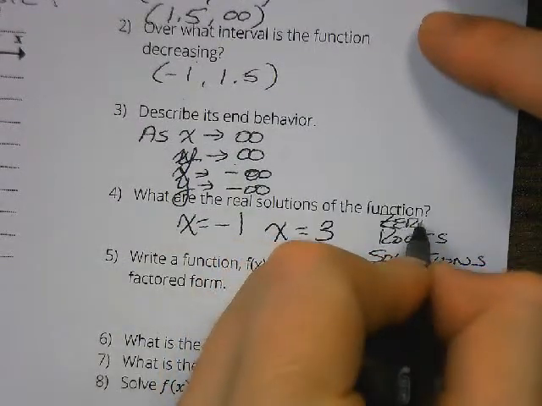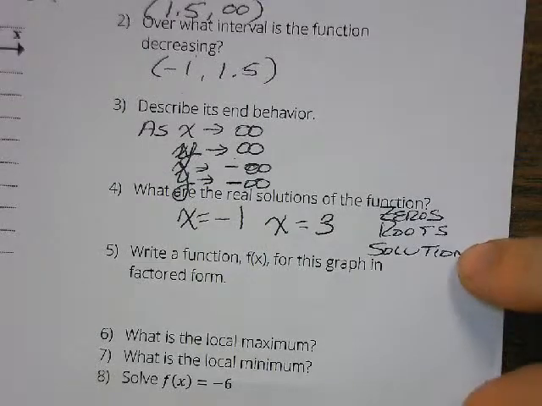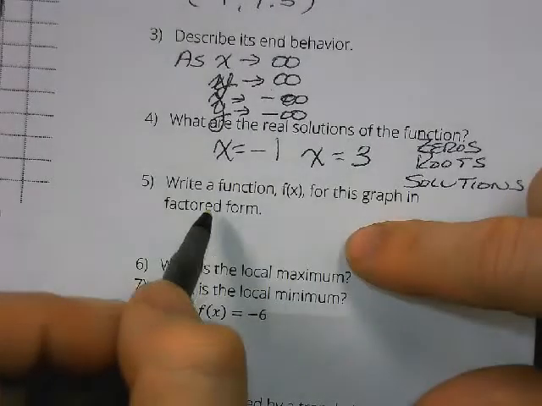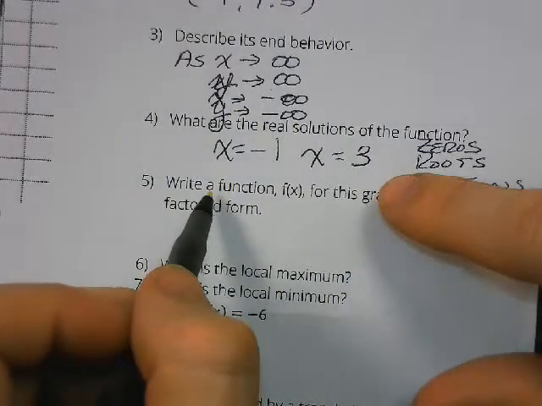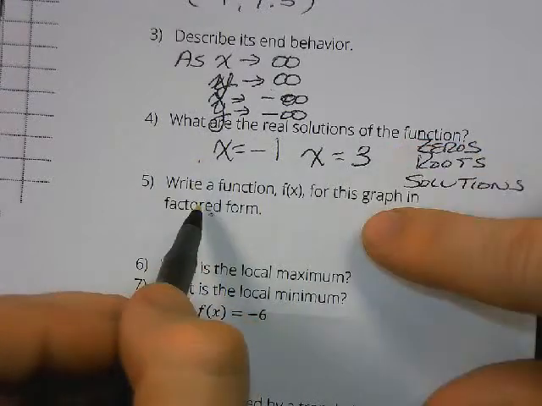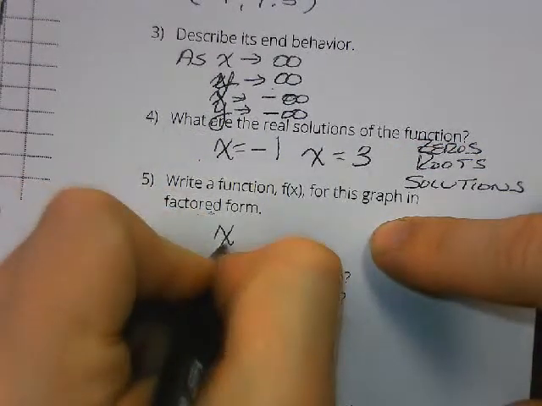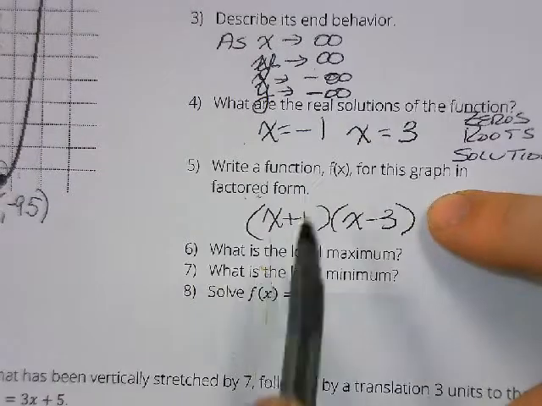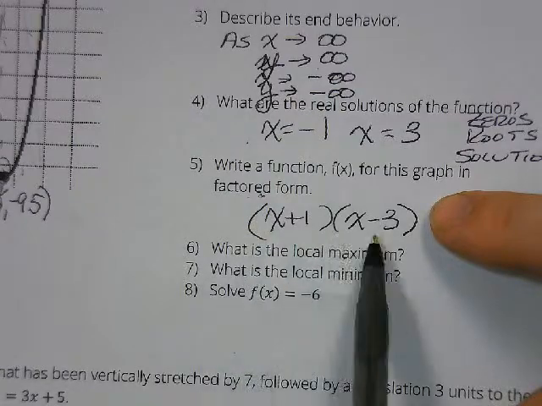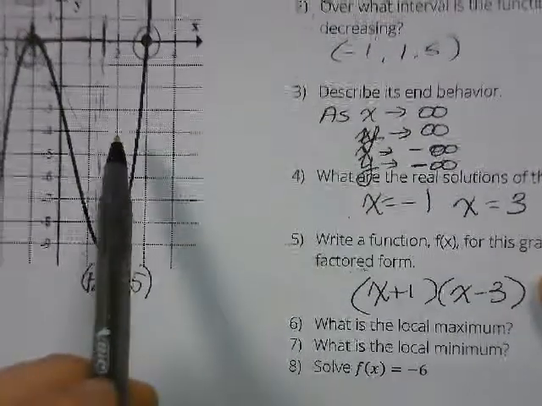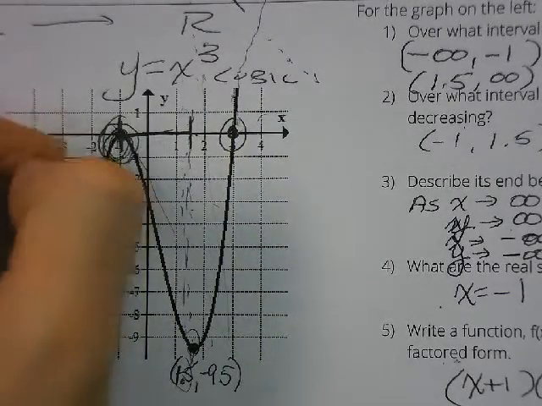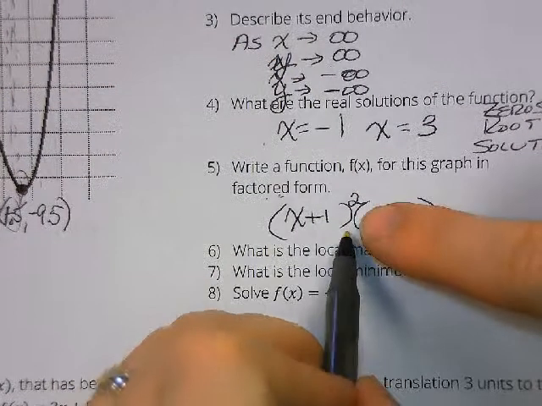So for number 5, it says write a function for the graph in factored form. That's nice for us because we can just take these roots and make them into factors. So x plus 1 times x minus 3. And I immediately notice something off because I have 2 factors, but I'm working with a cubic. So I need to have 3 of them. Well, this bounce right here, how I write that is going to be with a squared exponent here. So this is the bounce, and then I have a cross at x minus 3. So there's the cross at x minus 3.